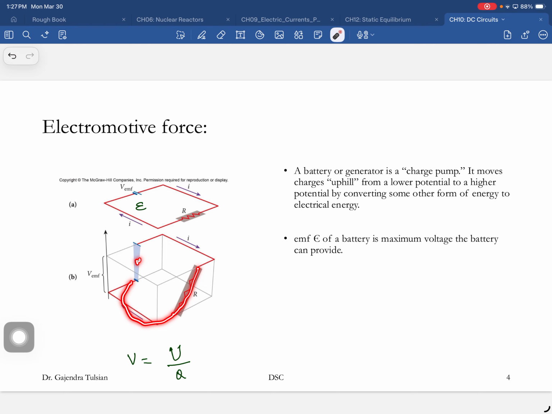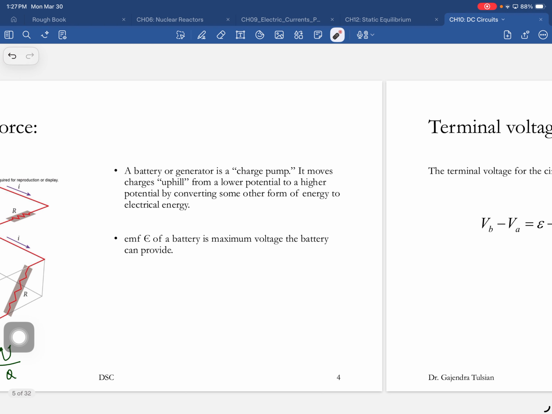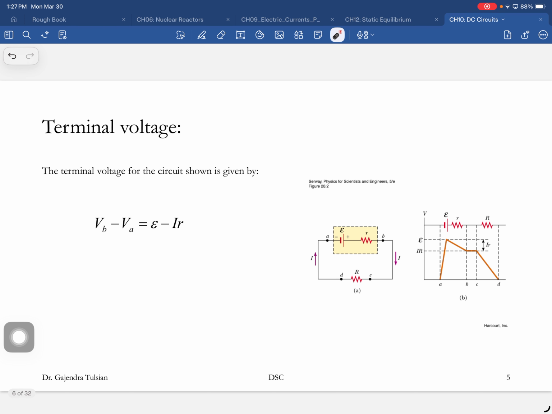So the current in the circuit is the EMF of the battery divided by the internal resistance plus the load resistance. That is, the EMF of the battery divided by the total resistance in the circuit. The power delivered by the battery is the EMF of the battery times the current drawn from the battery.